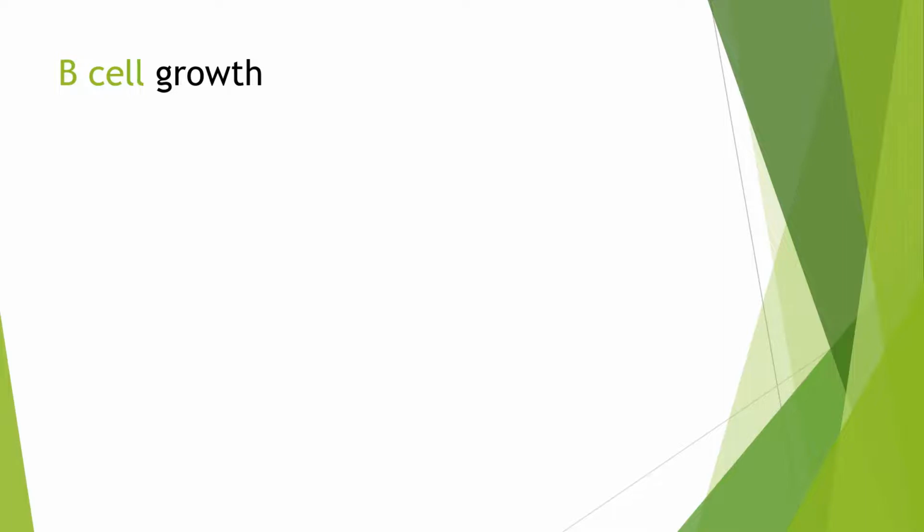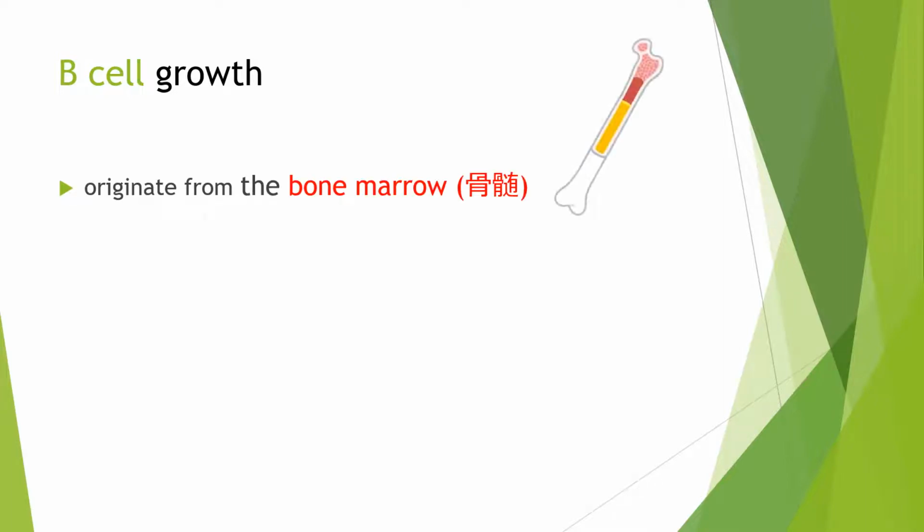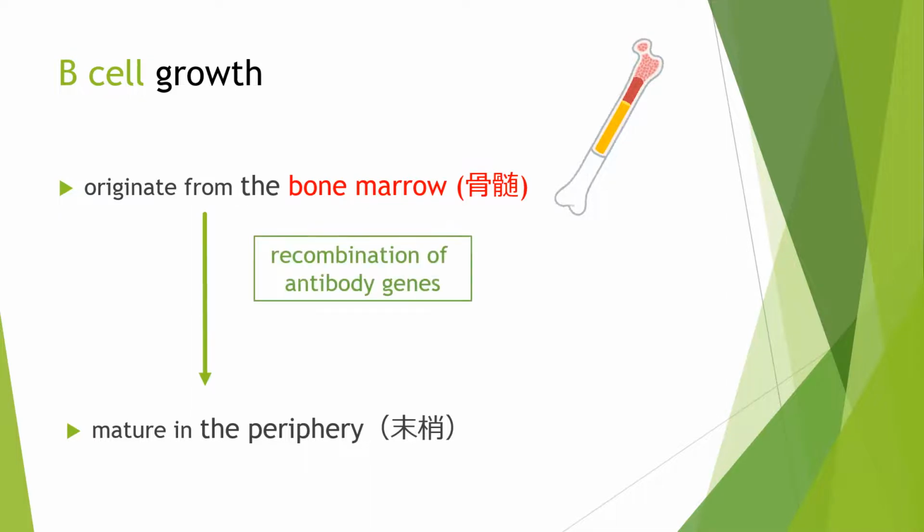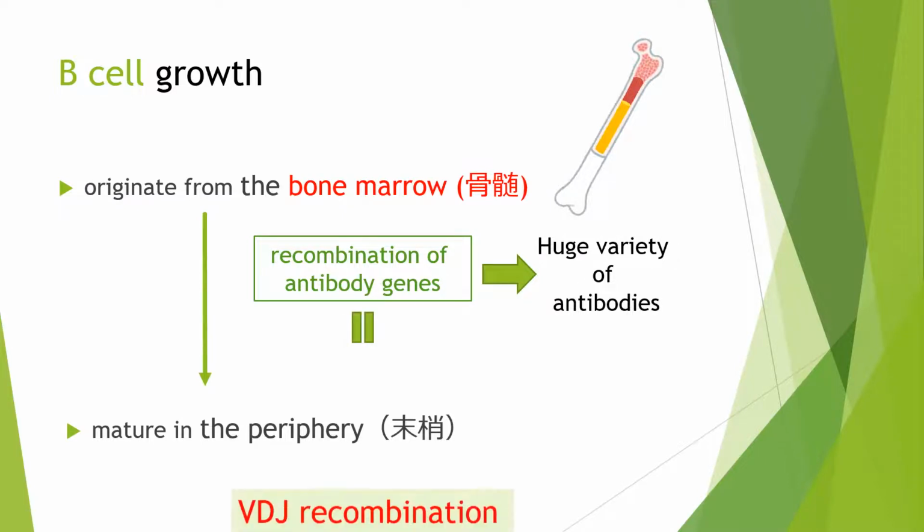B cells originate from the bone marrow and mature in the periphery. During this process, recombination of antibody genes occurs, resulting in a huge variety of antibodies. This is VDJ recombination.